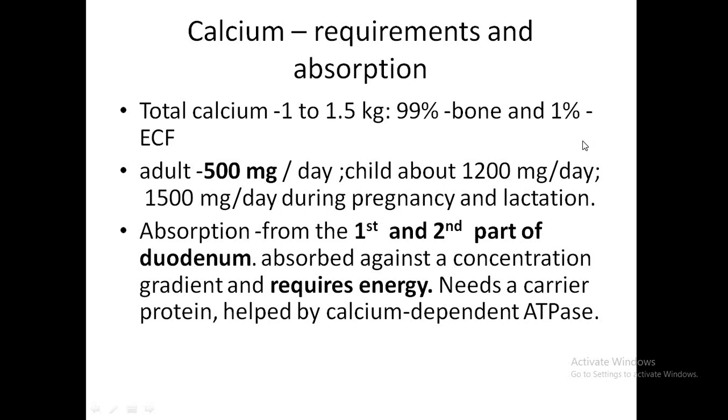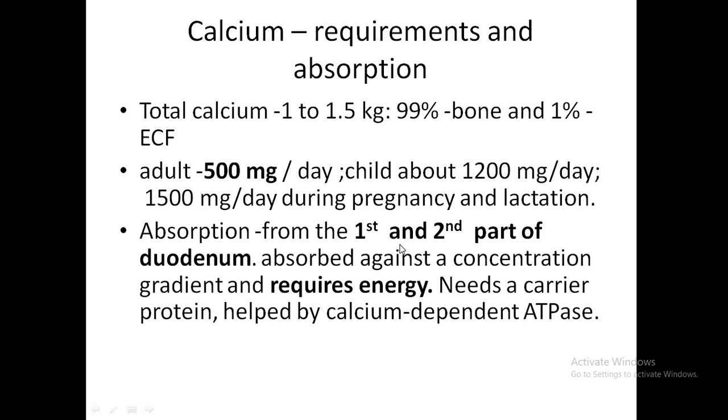First, let us talk about calcium. The requirements and absorption of calcium are as follows. The total calcium in the human body is around 1 to 1.5 kilogram, and 99% of that is in the bone and only 1% is in the extracellular fluid. Adults require about 500 milligram per day, children about 1200 milligram, and it will increase to 1500 milligram per day during pregnancy and lactation. Adults who are above 50 and the elderly will require more.